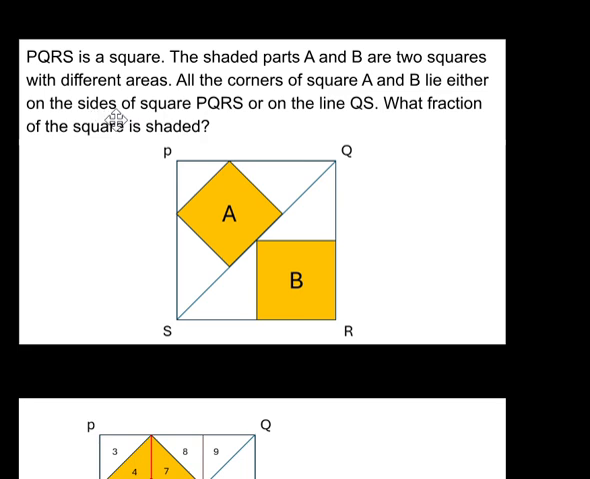Okay, so first, from the question we know that PQRS is a square, which means that PQ is equal to QR. The shaded parts A and B are squares, which means that this side is equal to this side and this side is equal to this side. But remember, they are different areas. All corners of the squares A and B lie either on the side or on the line QS. So with this information, what can we do?